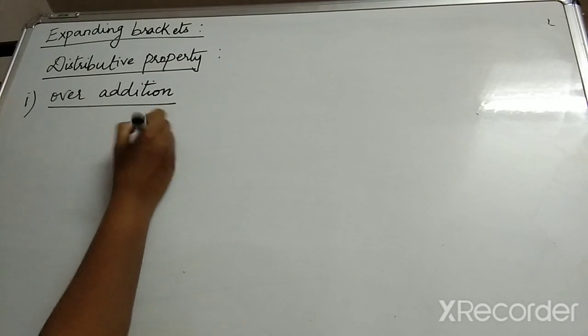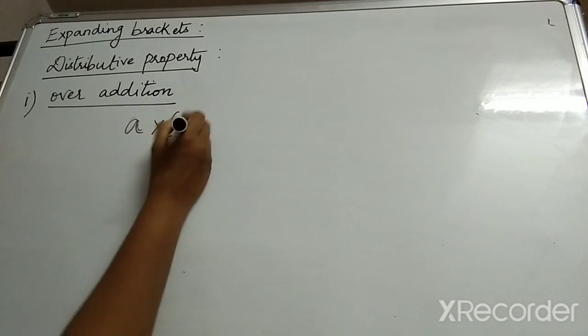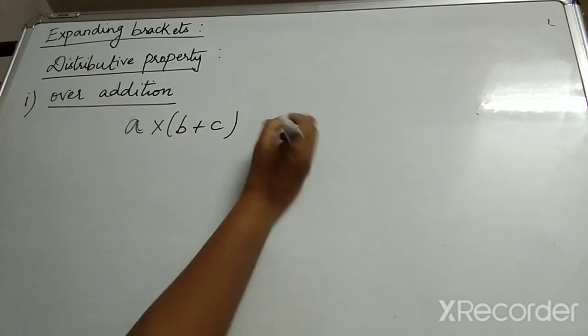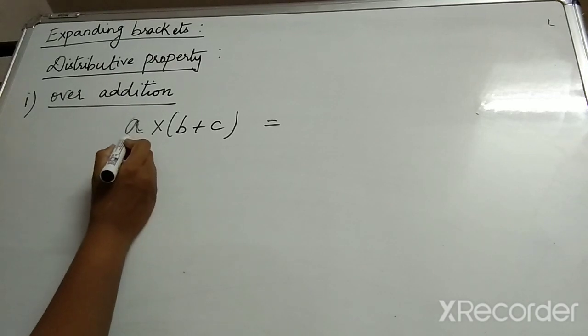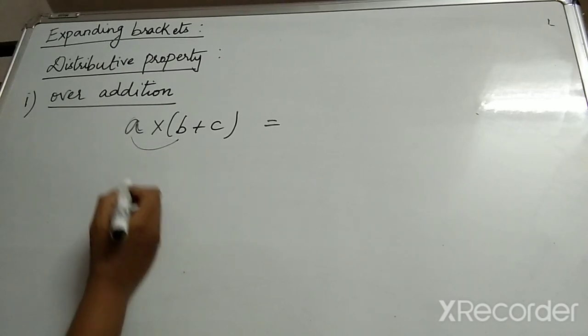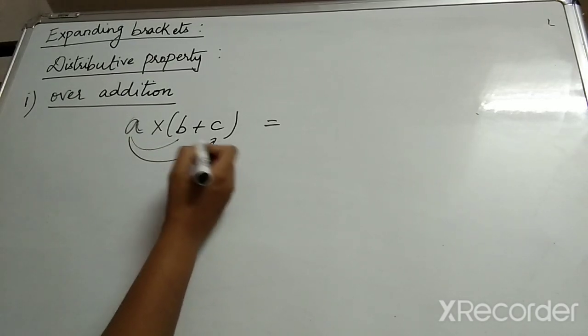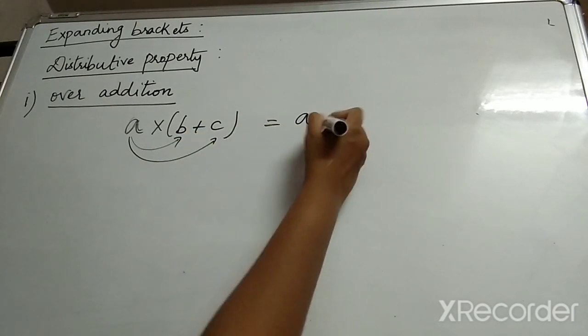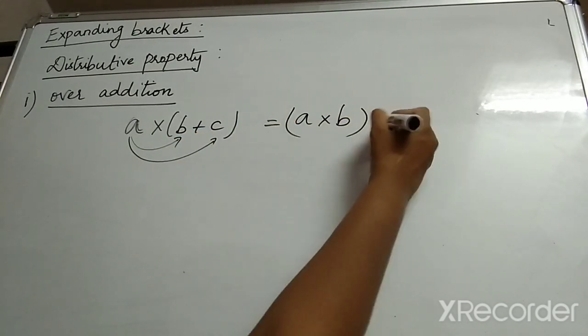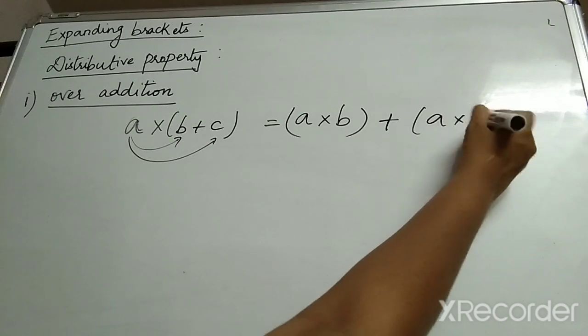Okay, so A into (B plus C) will be equal to, first this A we have to multiply with this B, and plus A into C. Clear? So A into B in one bracket plus A into C.